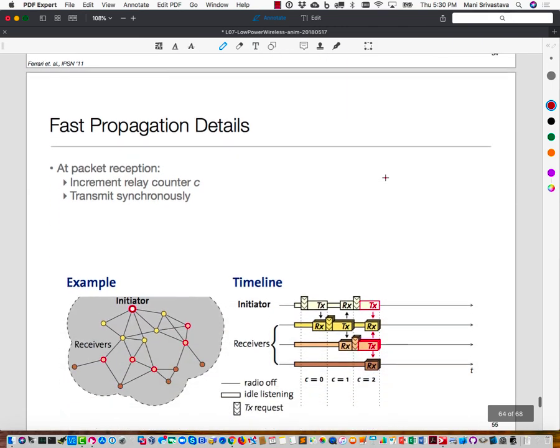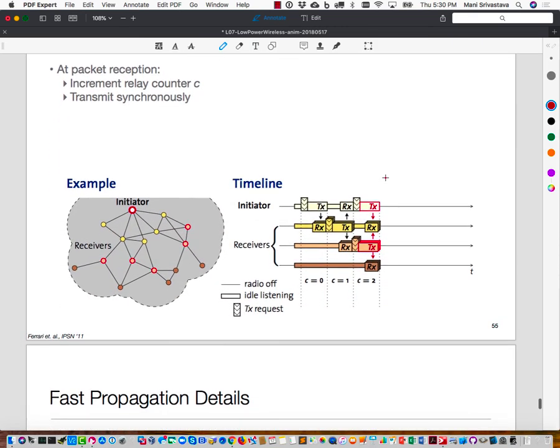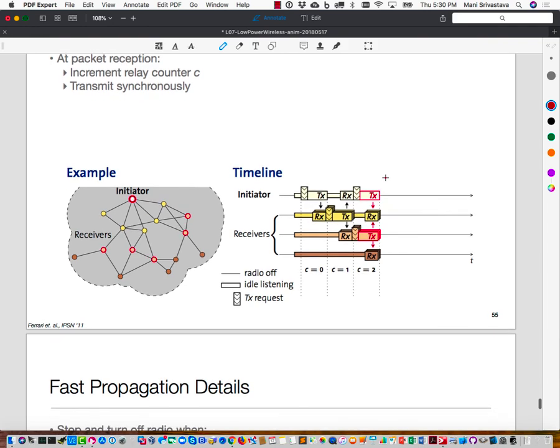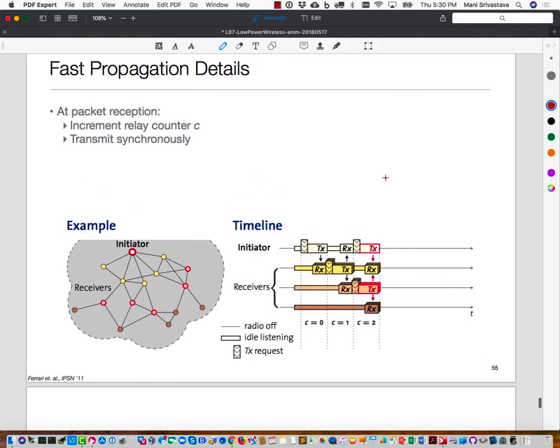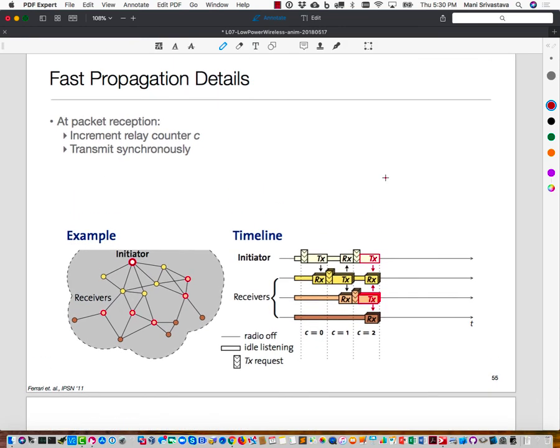Okay, so they transmit synchronously, and now what happens is the same process repeats at the next time, and so on and so forth. And an additional thing is that they keep count of how many packets are going.